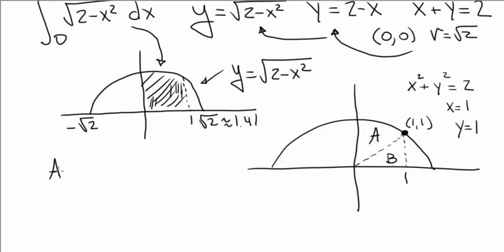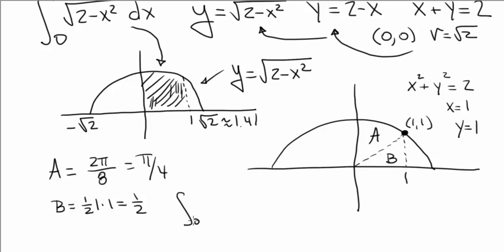Note that part A, the area, is just an eighth of a circle. The entire circle has area pi r squared, which is 2 pi. If I divide that by 8, I get pi over 4. And then the region labeled B is just a right triangle with base 1 and height 1, so its area is 1/2 times 1 times 1, which is equal to 1/2. And now the problem is solved. The integral from 0 to 1 of the square root of 2 minus x squared dx is just equal to pi over 4 plus 1/2.